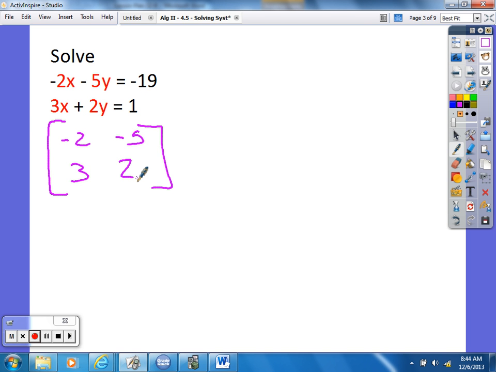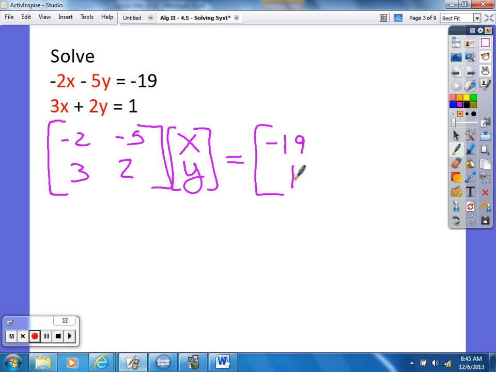So that's an easy one, right? We already knew that. The next one are your variables. Really difficult one here. What are my two letters? X and Y. Okay, X goes on top, Y goes on bottom. If it was three letters, you'd write X, Y, and Z. But you put them in order. What if it had been A and B? Which one would go on top? A. Good. Equals your answer. My answers here are negative 19 and 1.